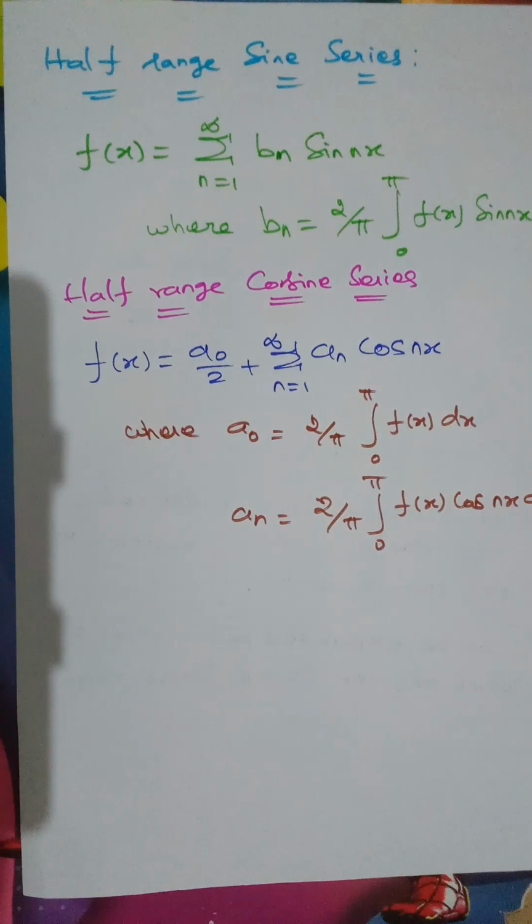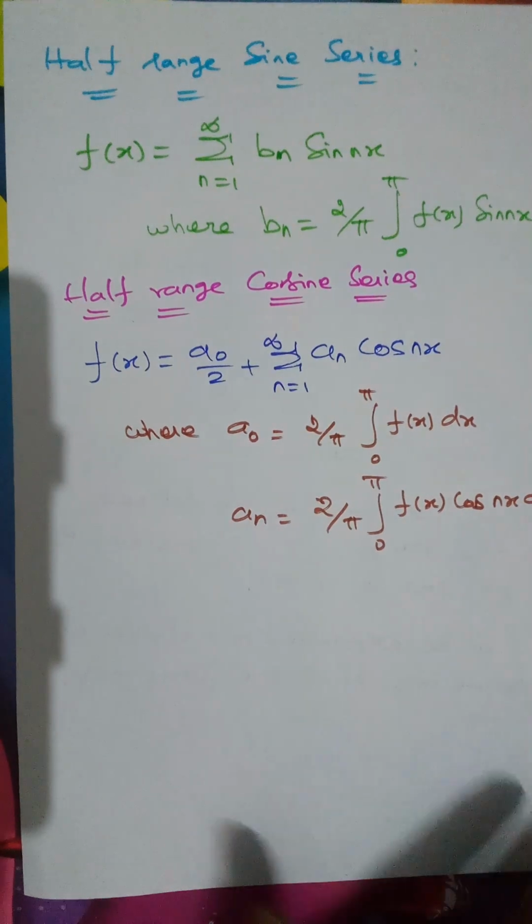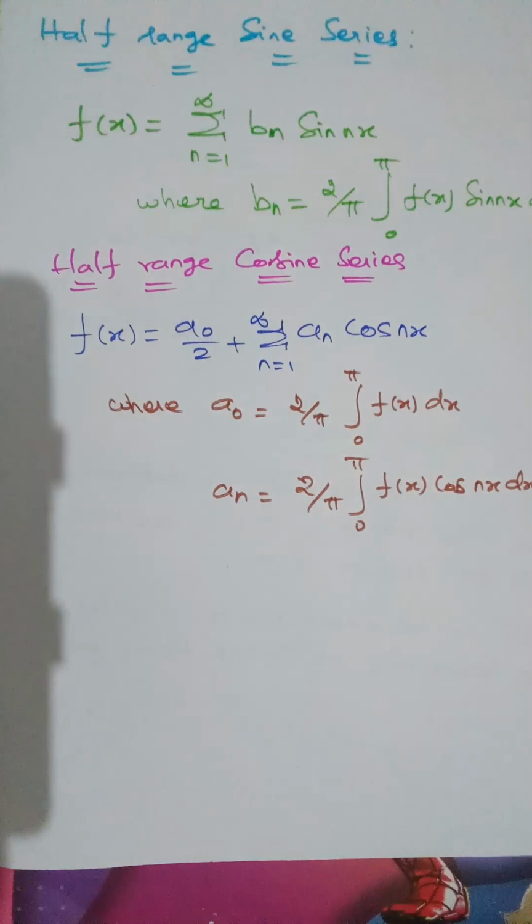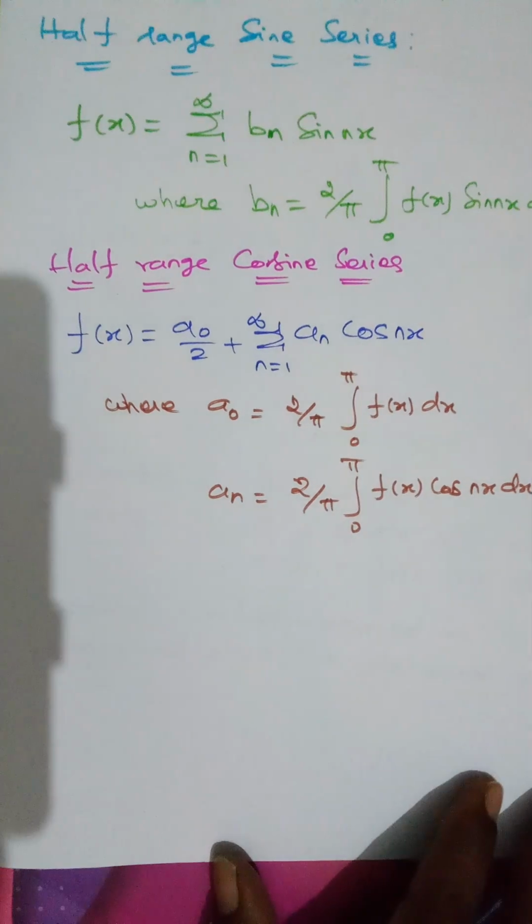Okay, now half-range sine series. Half-range sine series becomes f of x is equal to summation n is equal to 1 to infinity bn sin nx, where bn equal to 2 by pi integral 0 to pi f of x sin nx dx, isn't it? So this is called a half-range sine series. What about half-range cosine series? So f of x will be a naught by 2 plus summation n is equal to 1 to infinity an cos nx, where a naught equal to 2 by pi integral 0 to pi f of x dx and an is equal to 2 by pi integral 0 to pi f of x cos nx dx.